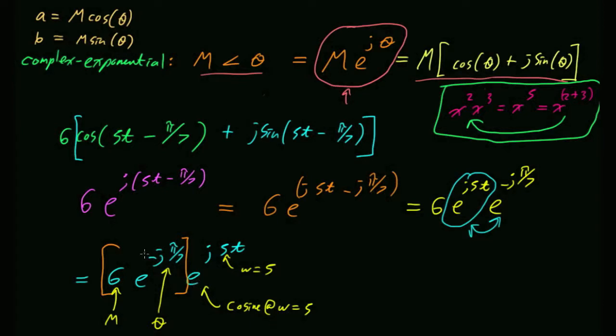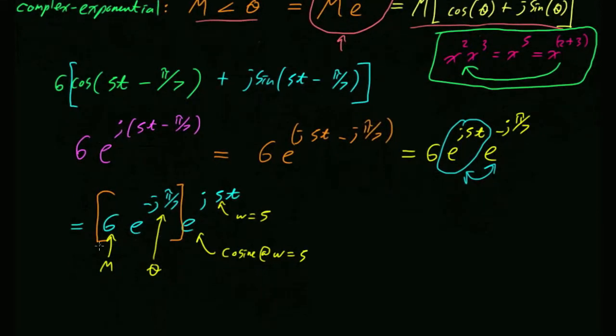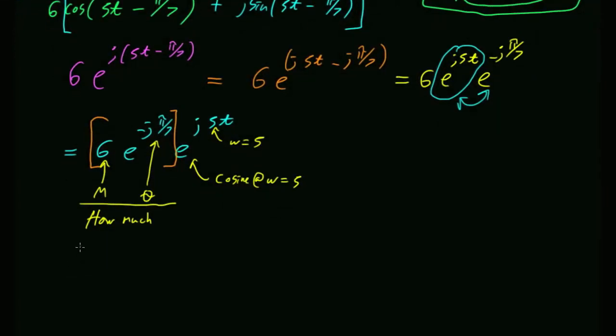And this tells me how much of that cosine I have. How much do I have? Well, I've got 6 units worth of amplitude and minus pi over 7 worth of phase. And with this expression, this hanger-on, we're going to call that a phasor.